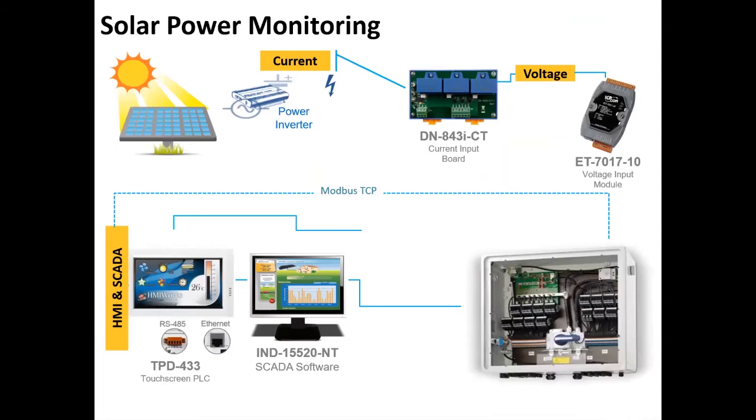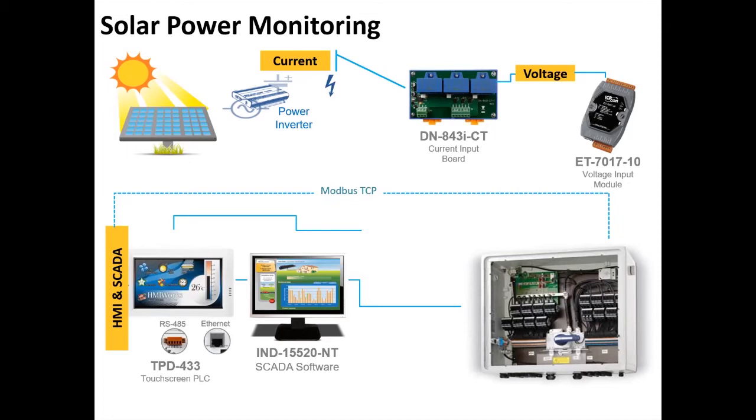Now I'll go over some SCADA control and monitoring applications. In solar power and power monitoring applications, solar panels collect sunlight and turn it into energy, which gets sent to the inverter. The inverter converts the DC, direct current, energy into AC, alternating current, energy for use in the commercial electrical grid.